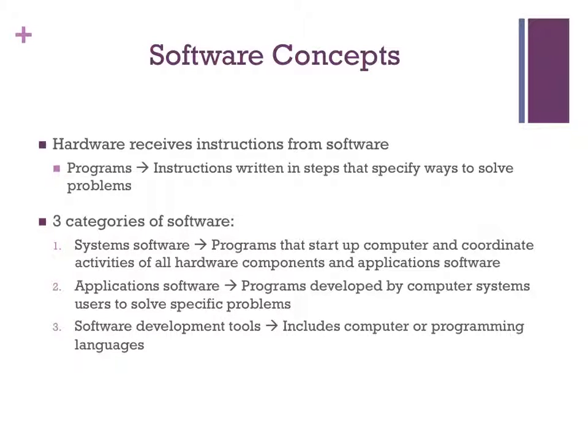Hardware receives its instructions from the software. The instructions are written in steps that specify ways to solve problems, and these instructions are called programs. There are 3 categories of software. First, there's system software, which refers to programs that start up the computer and coordinate activities of all the hardware components. Then there's application software, which are programs developed by computer system users to solve specific problems. And the third category is software development tools, which includes computer or programming languages.